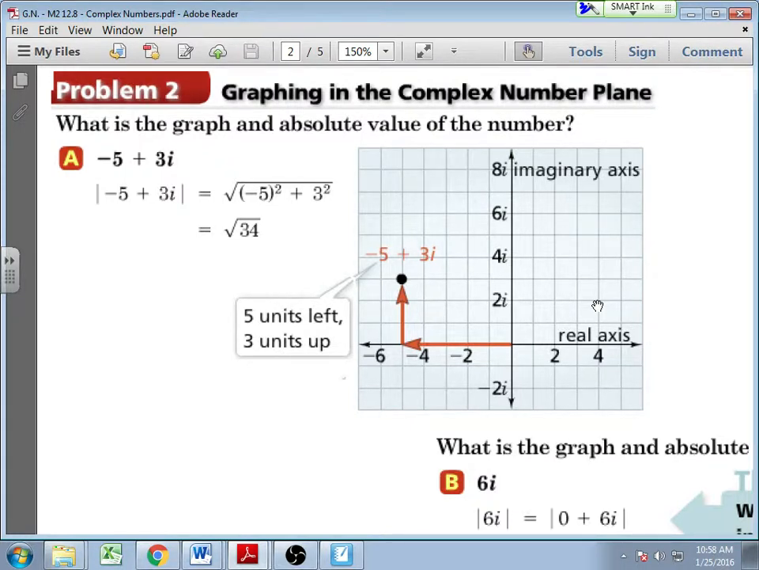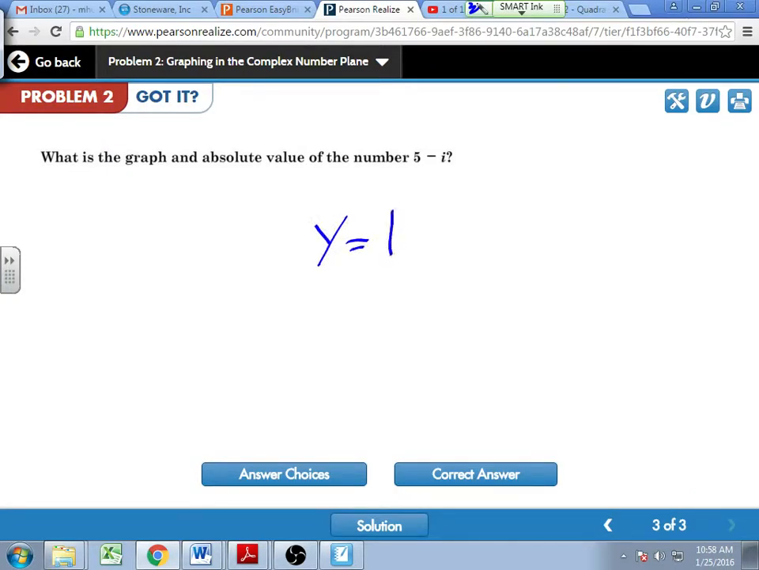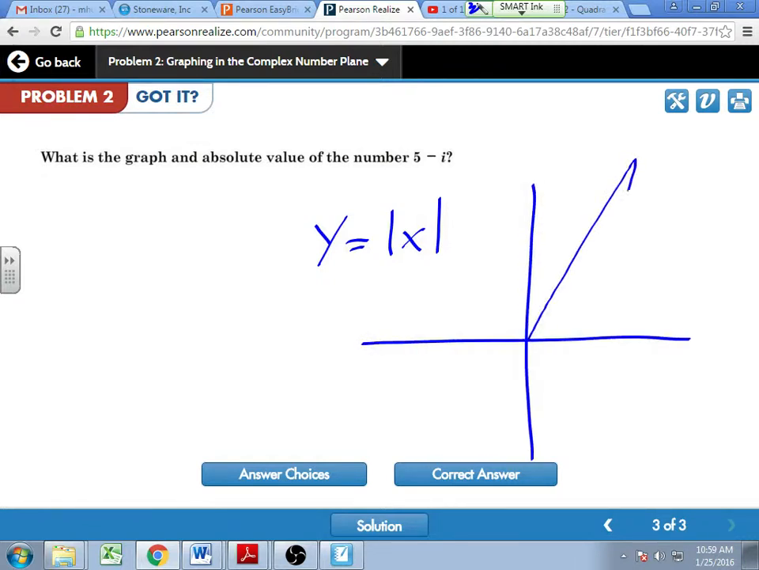So if we looked at an absolute value graph, what do absolute value graphs look like? Like if you have the absolute value of x, they're always positive. If we had y equals the absolute value of x, it'd go up like that and go up like that. Because if x was 1, y would be 1. If x was 2, y is 2. If x is negative 1, y is 1. If x is negative 2, y is still positive 2.